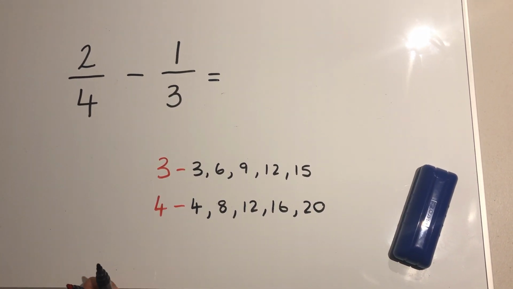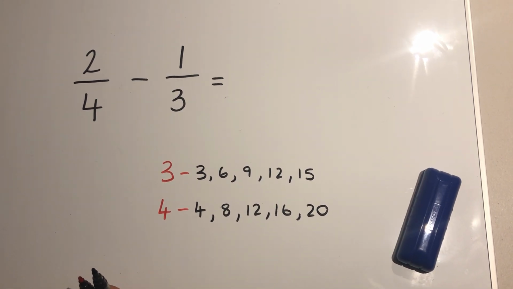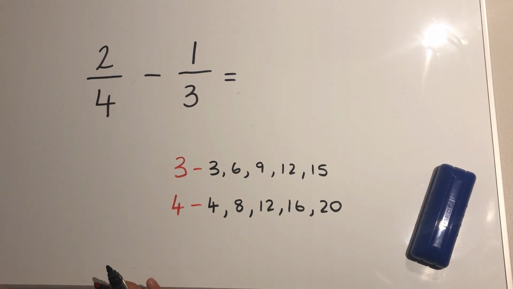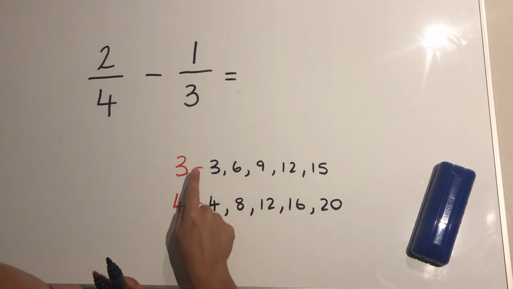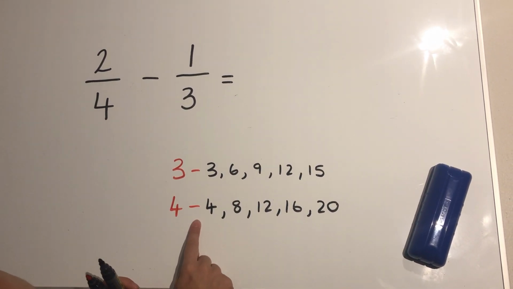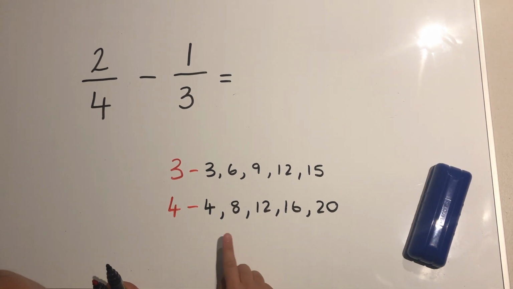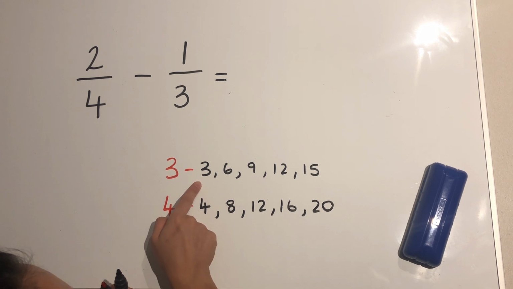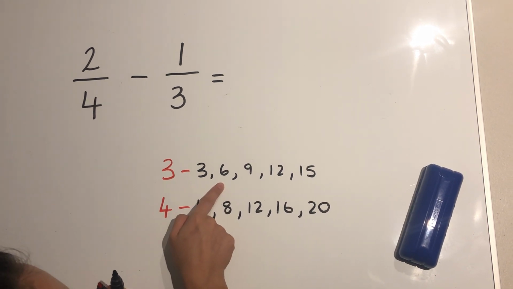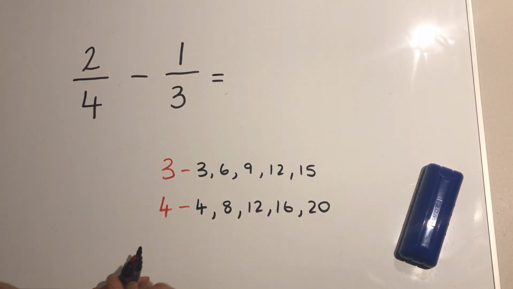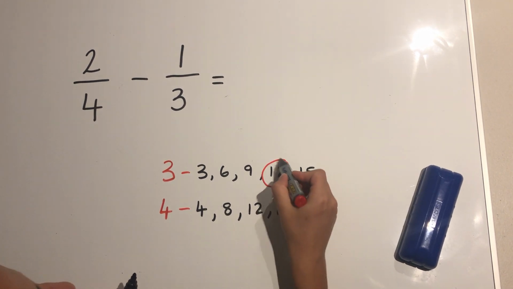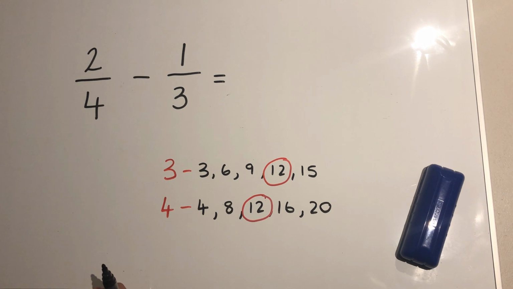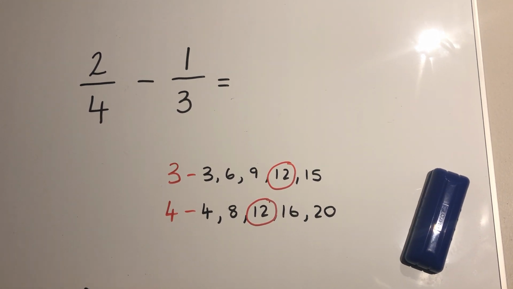So remembering, we are looking for the lowest common multiple. So there might be several common multiples, but we want the lowest one. So I'm going to start from the lower end, from the left, and move up and see, are there any common numbers? So I can see 3 isn't a multiple of 4, neither is 6, so I'm going to move along. I can see here 12 is a multiple of 3 and it's also a multiple of 4. So that is our lowest common multiple.